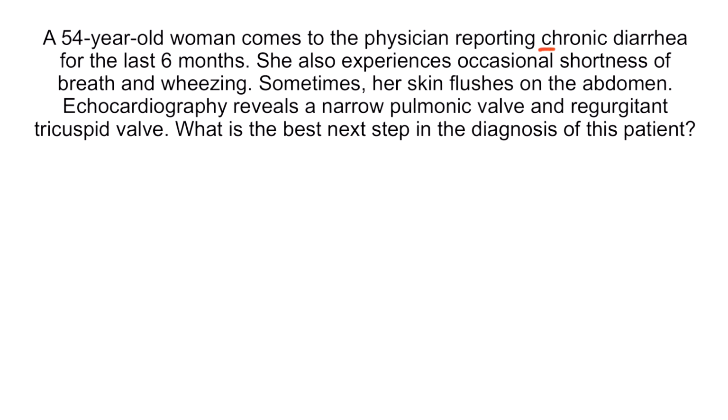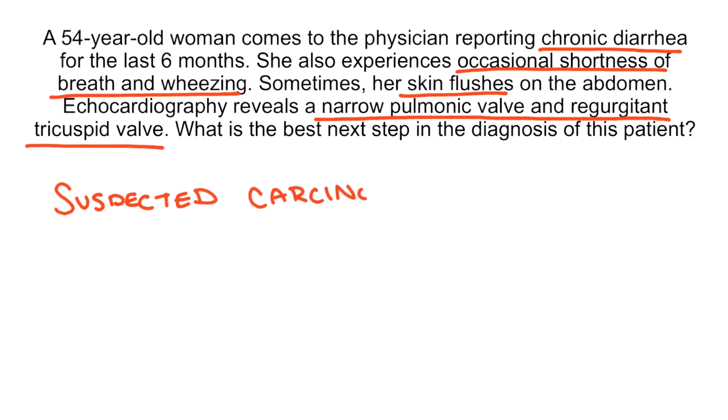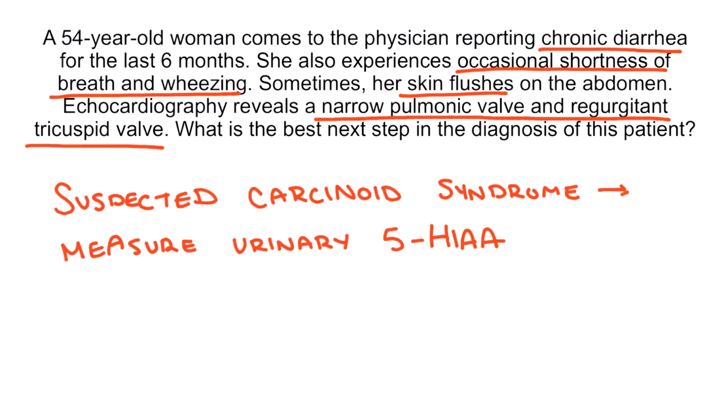This patient presents with chronic diarrhea, episodic shortness of breath, wheezing, and flushing. Additionally, echocardiography reveals a narrow pulmonic valve and regurgitant tricuspid valve. These findings are consistent with the diagnosis of carcinoid tumor. The next best step in the diagnosis of a patient with suspected carcinoid syndrome is to measure urinary 5-HIAA, which is a metabolite of serotonin.